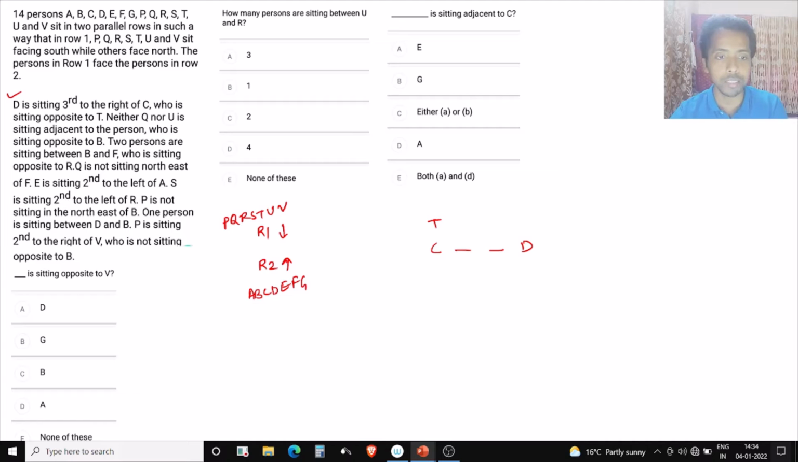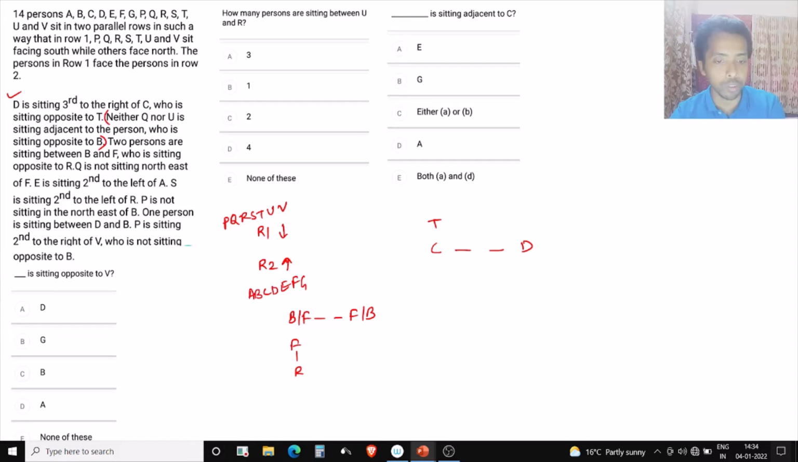Just see, D sits third to right of C. That means this is it, third to right of C. Who sits opposite of T? And that is it, C is opposite of T. Now, neither Q nor U is sitting adjacent to the person who is sitting opposite of B. Leave this statement for the time being. We will use it later. Two persons are sitting between B and F, right? B and F, two persons are sitting, and F is sitting opposite of R.